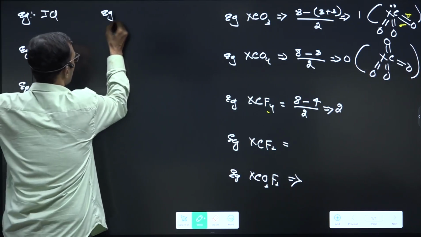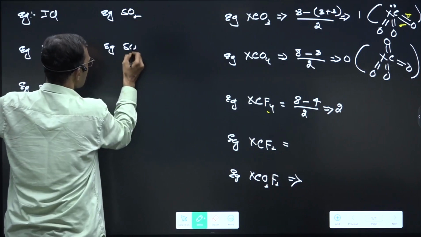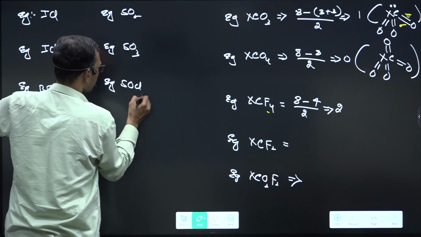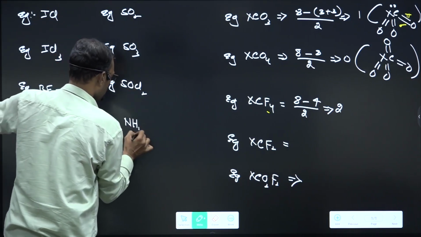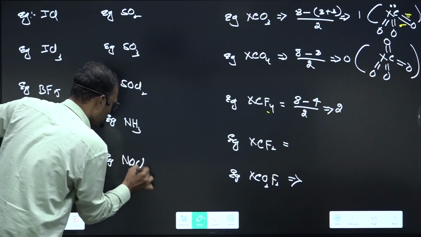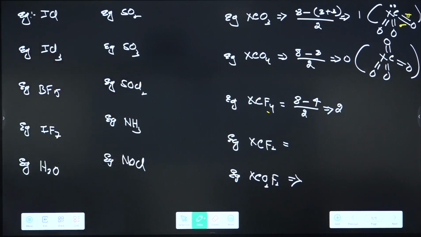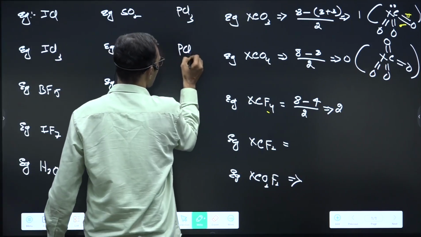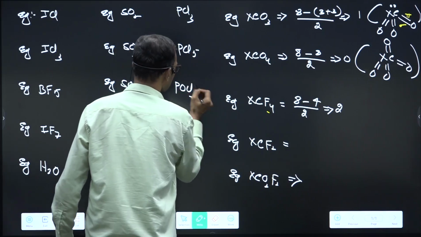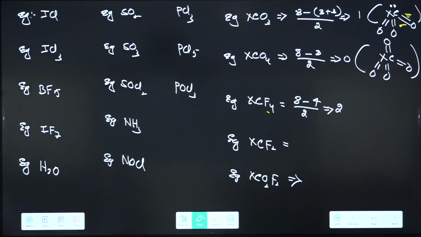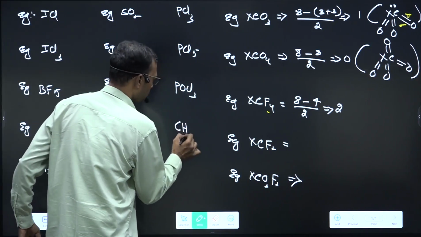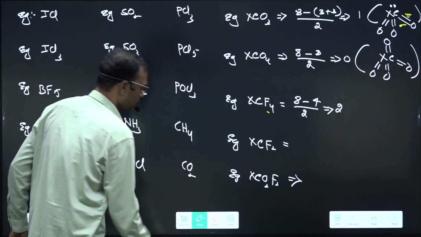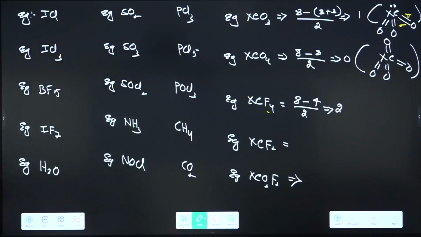H2O. Now sulfur dioxide, sulfur trioxide, thionyl chloride, then ammonia, nitrosyl chloride, NOCl. Are all neutral or not? All are neutral. So just calculate the total number of lone pairs in each one. POCl3 like this, PCl5, PCl4. Then methane, any lone pair in methane? Carbon dioxide like this. All neutral molecules I am giving. Just write down the number directly. Directly you can calculate.